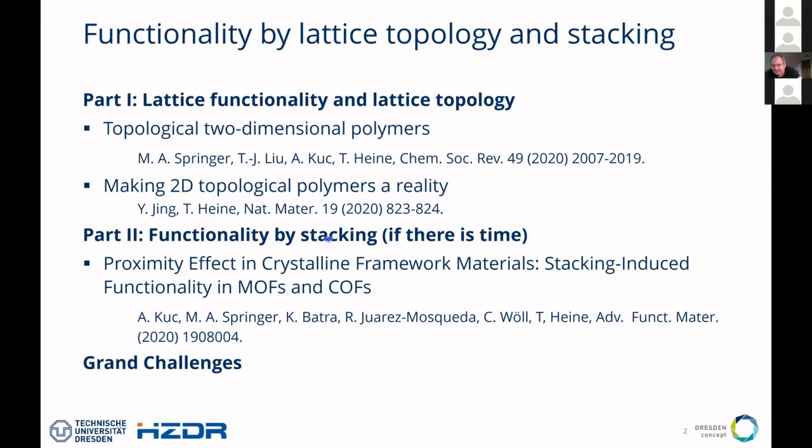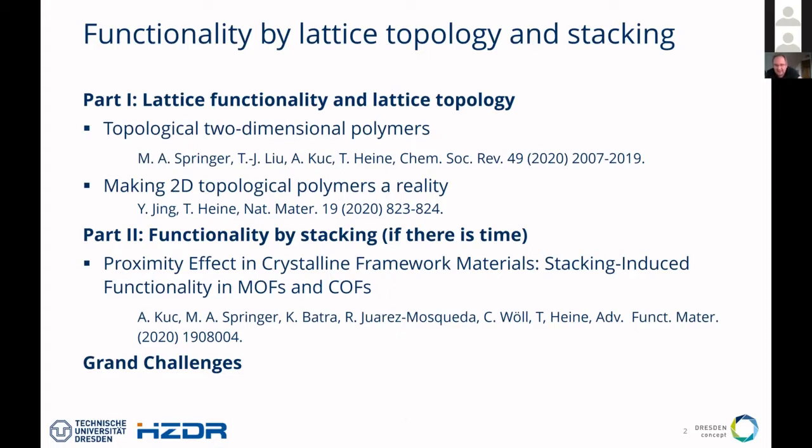And in the second part of the talk, I would like to talk about the proximity effect in crystalline framework materials, discussing yet another means to impose functionality, namely by stacking of two-dimensional layers. That work is together with the group of Christoph Wöll from Karlsruhe, but otherwise with a similar crowd of people, Agnieszka and Max. Kamal Batra is a PhD student in my group, and Rosalba was doing some calculations many years back. She was actually coming from Gabriel's group, did the PhD in my group, and she's also included here. Okay, so that's more or less the plan.